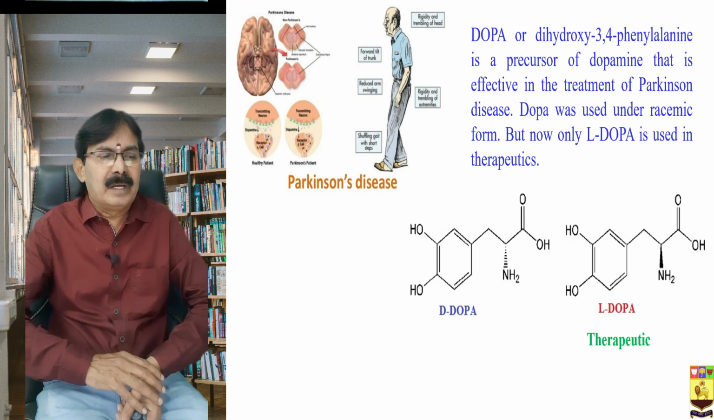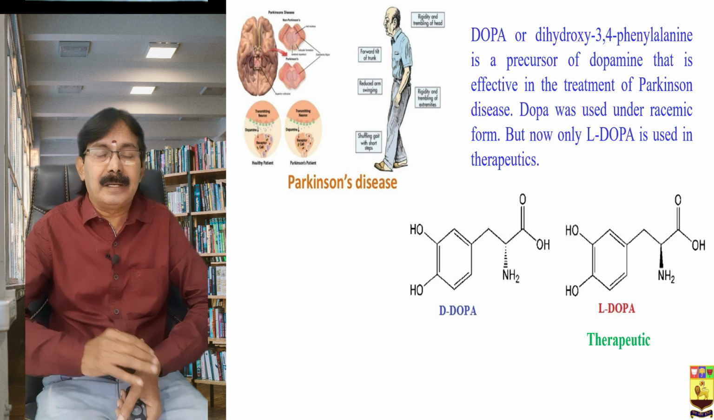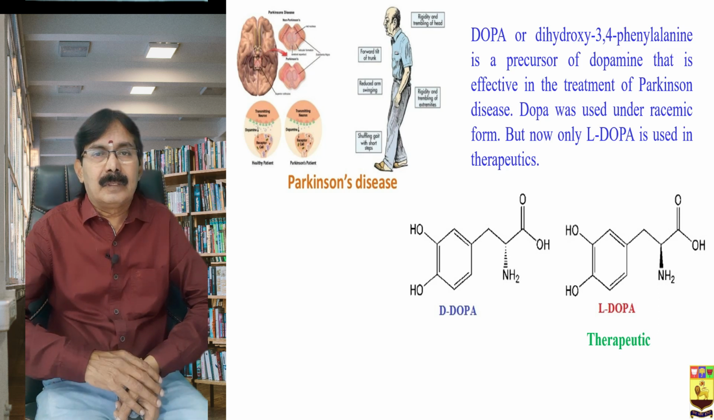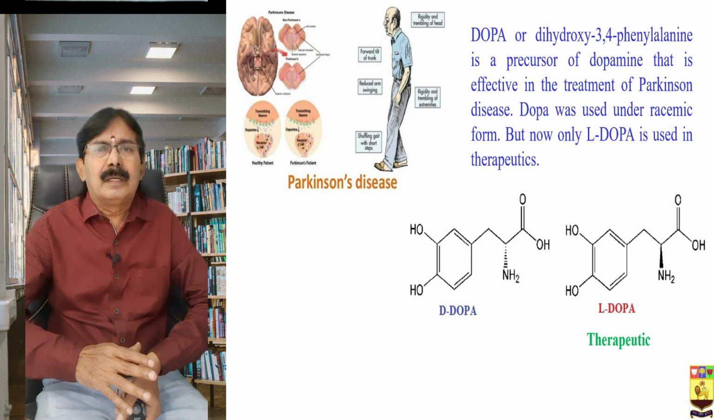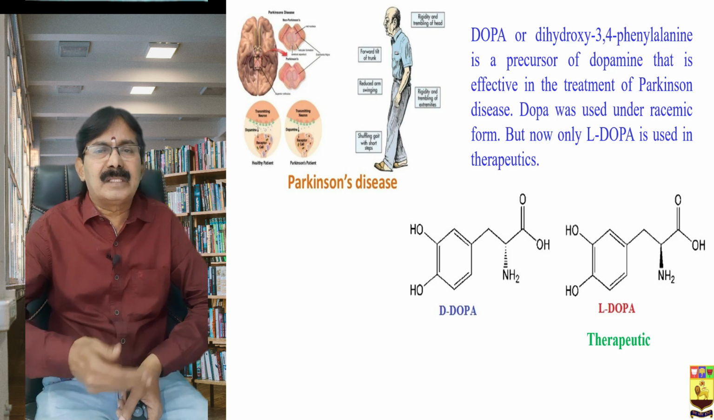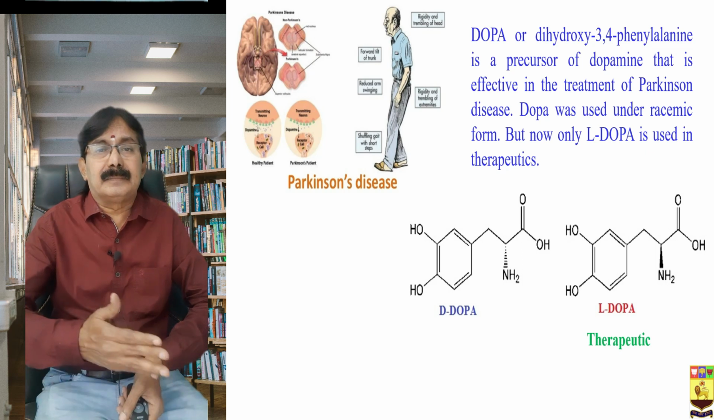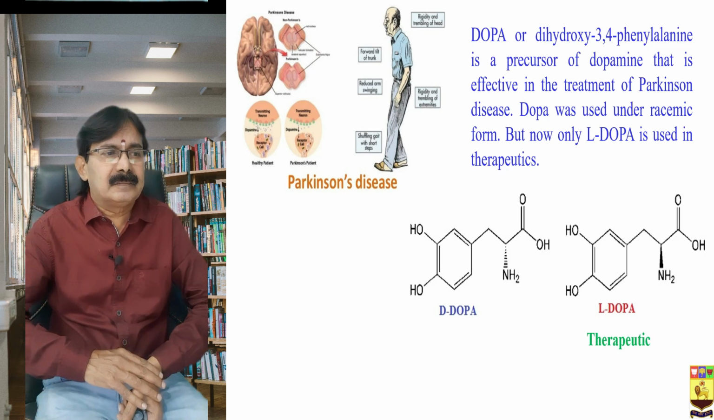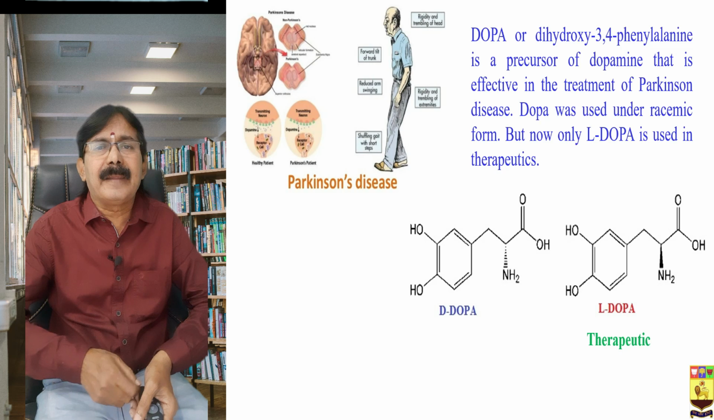Okay, this is the structure of D-Dopa and L-Dopa. L-Dopa is therapeutic, and D-Dopa is toxic. Parkinson's disease is a deadly disease. It comes because of age. So I have given the symptoms of Parkinson's disease. That is, he cannot walk properly.